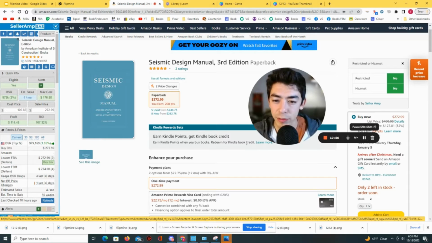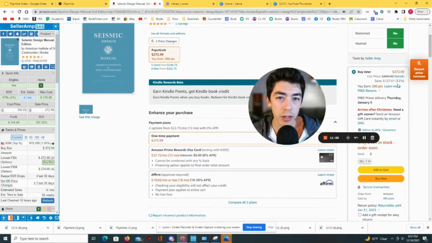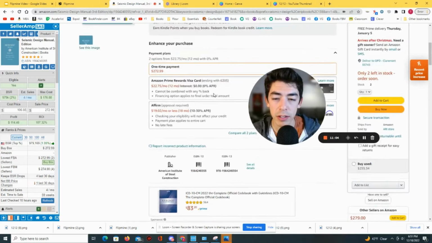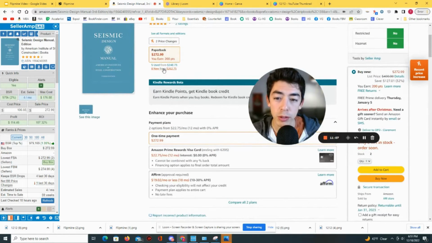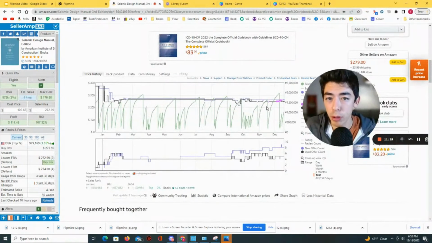Here's the product listing for this book. You can see that right now the buy box new price is $272.99. It looks like the buy box used price is $255. And again, you can look at all of the used and new offers right above here. I'm going to scroll down to the Keepa chart because again, I'm making my purchasing decision based upon the past historical data of this book.